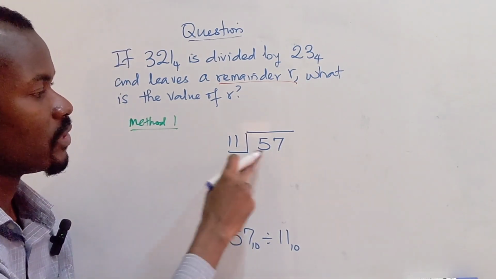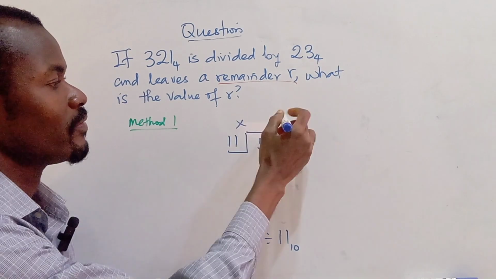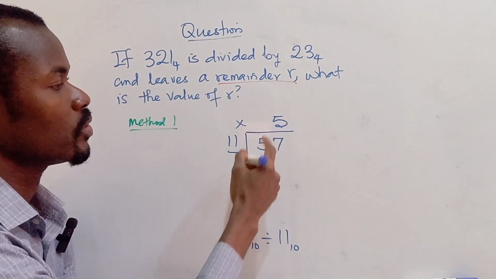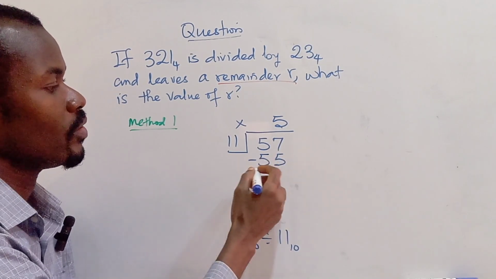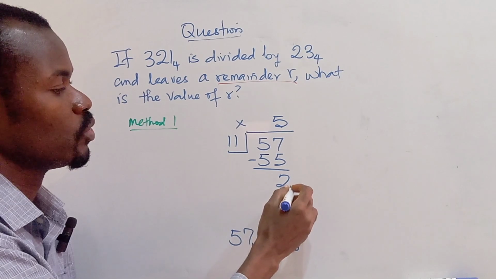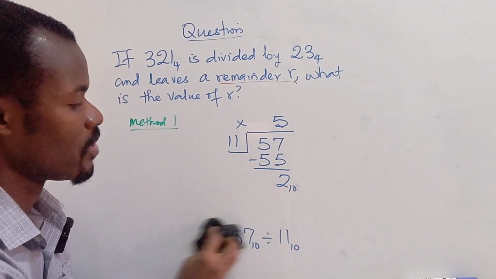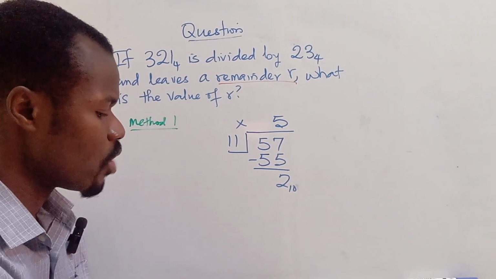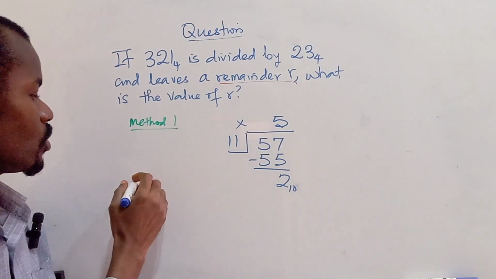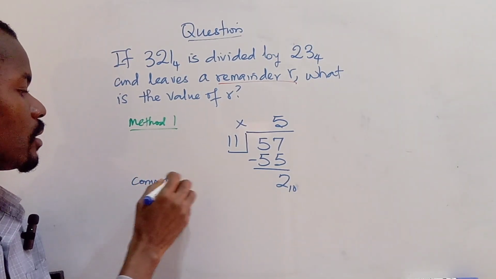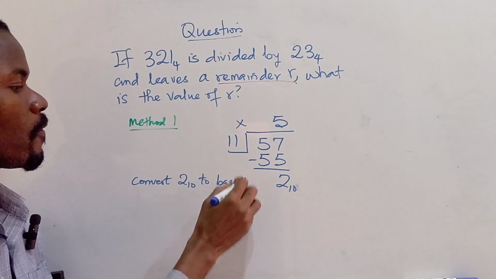So 11 into 57, I think we have 5 times. 5 times 11 is 55. If we subtract this, we are going to get 2. But our 2 is in base 10. So all we need to do is convert 2 base 10 to base 4.